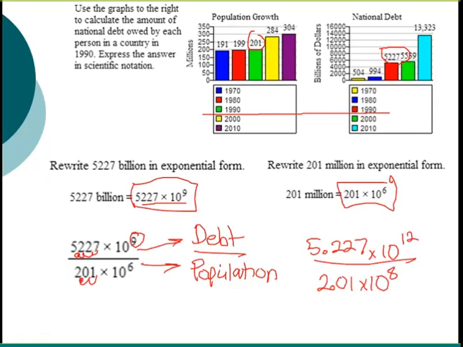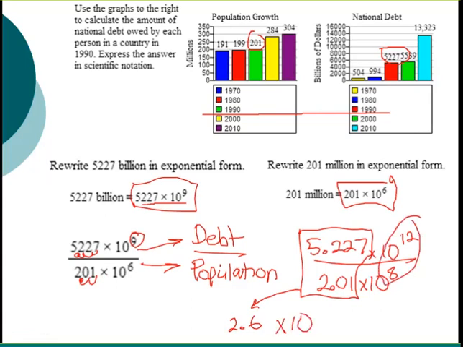So that way it allows me to do division like I did earlier, where I divide these numbers here first. So if I divide 5.227 by 2.01, that's going to give me 2.600, and I'll just round it there. So 2.6 like that times 10 to the, divide my tens, or subtract the tens actually. So it's really to the 12 minus 8 power. So my final answer is 2.6 times 10 to the 4th power there.